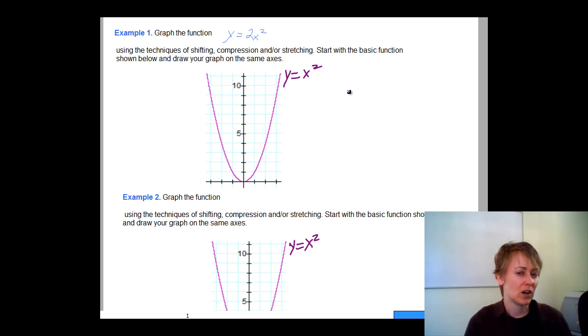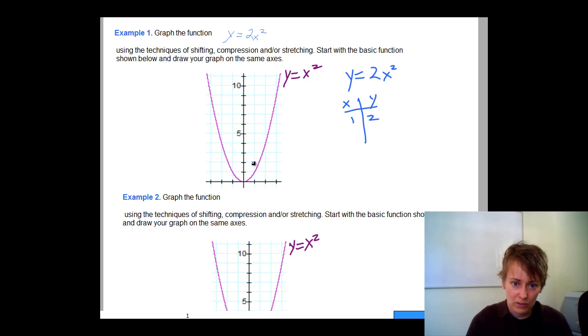If you don't see why, you could actually do the following. You could make a table of values. For example, when in the original x was 1, then y is 1, because 1 squared is 1. But now when we try y equals 2 times x squared, when x is 1, y is 2. So let's see that. Right away you see that that y value is stretched by a factor of 2.